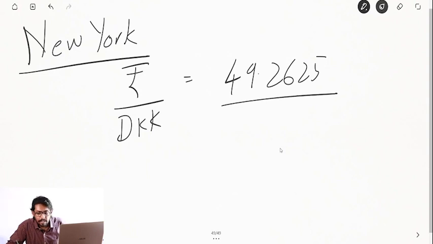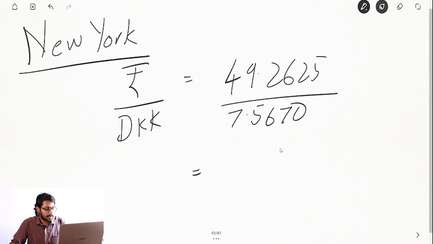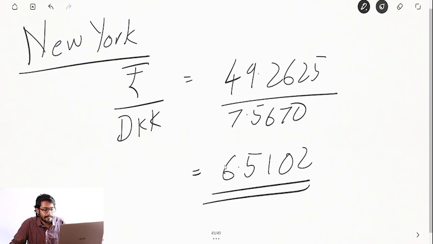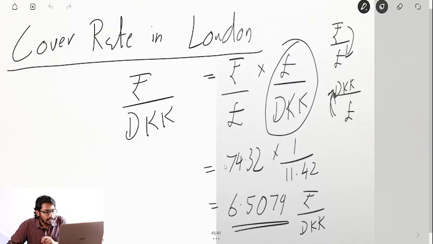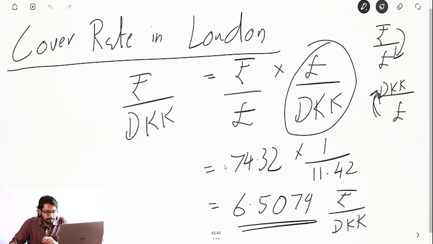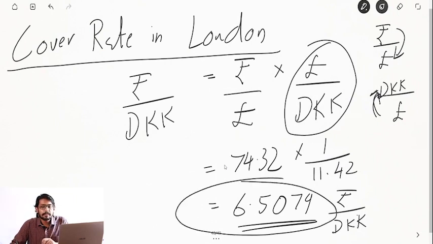Show the working. 49.2625 divided by 7.5670 is equal to 6.5102. That is 6.5102 rupees per DKK. Tell me now which rate is better, 6.5102 or 6.5079? 6.5079 is a better rate. So write the decision: the London market provides a better cover rate, because the cover rate is lower.